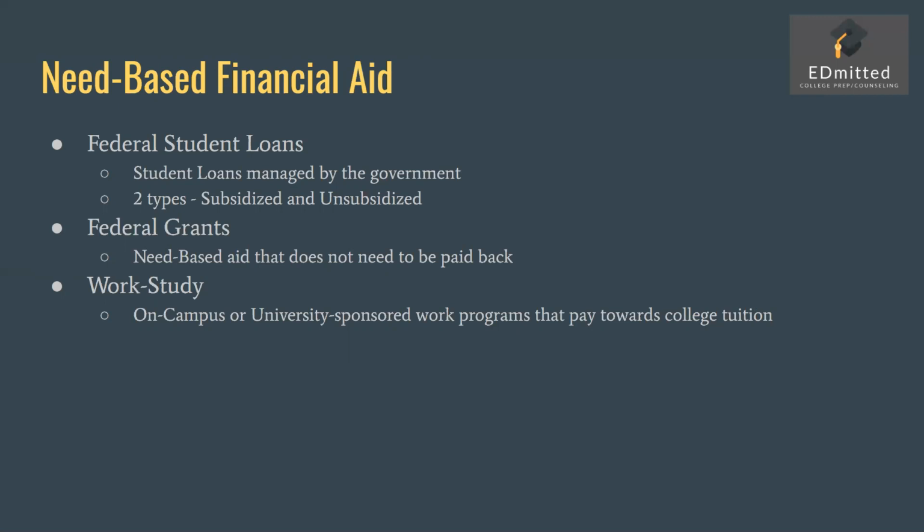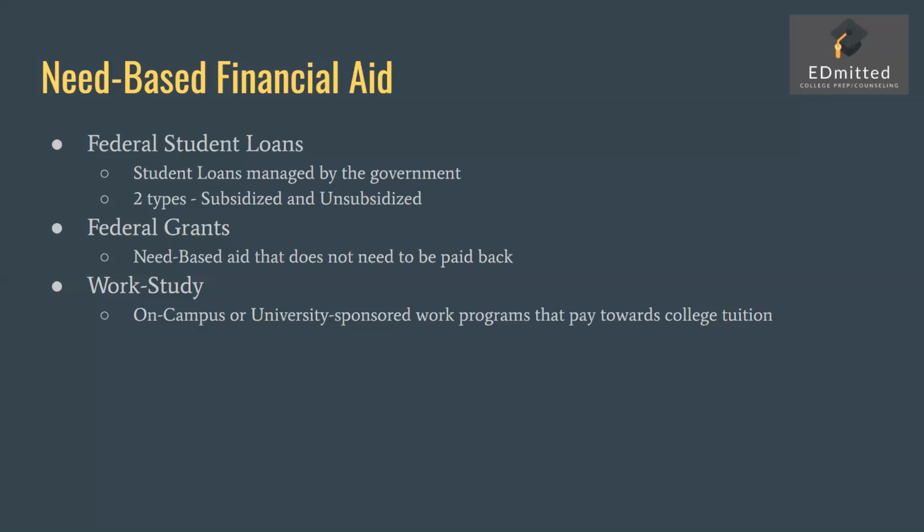The next type of need-based financial aid is also sponsored by the government. They're federal grants. This is need-based aid that does not need to be paid back. The government pretty much gives you this money because of your financial situation, to subsidize your college expenses, and you don't need to pay this back to the federal government.